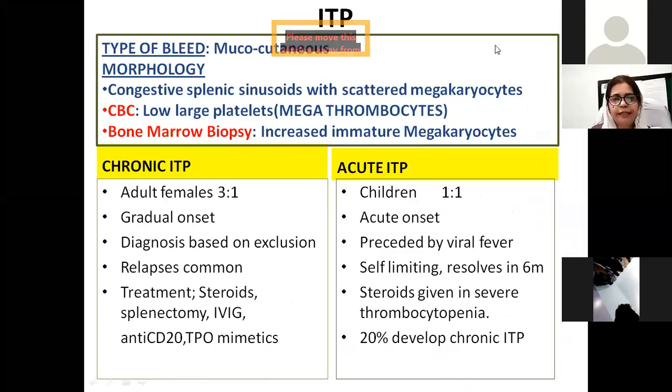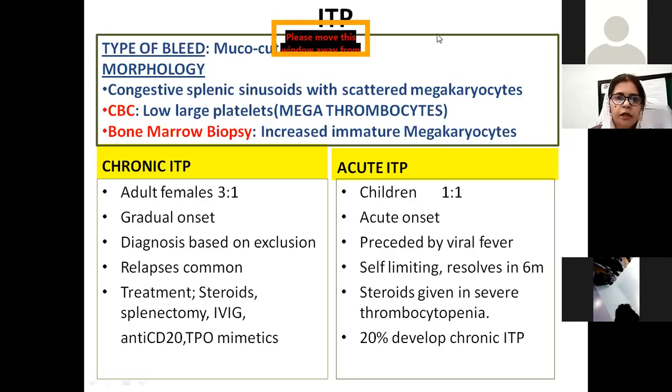The type of bleeding which we encounter in ITP is mucocutaneous, that is mostly in the skin or in the mucosa. So the patient presents with either epistaxis, gum bleed, menorrhagia, and sometimes melena. Morphologically, if we look at the spleen, there are congested splenic sinusoids with scattered megakaryocytes.